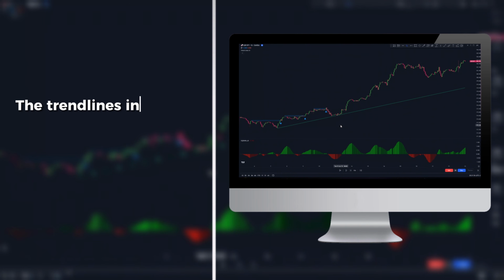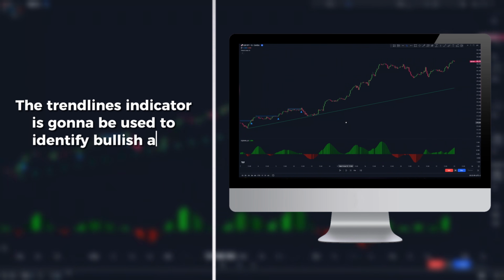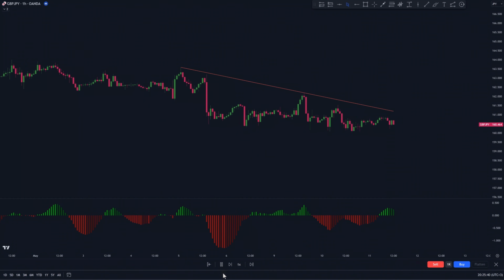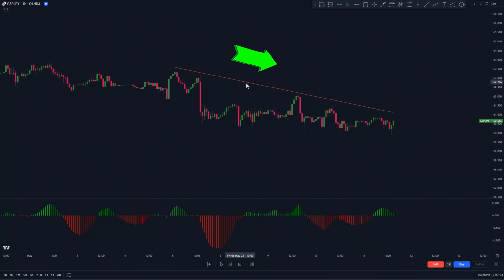The trend lines indicator is going to be used to identify bullish and bearish trends in the market. How we're going to do that is really simple. Whenever there is a green trend line that is angled upwards like this, that indicates a bullish trend, and we're going to be looking for bullish breakout entries. But whenever there is a red trend line that is angled downwards like this, that indicates a bearish trend, and we're only going to be looking for bearish breakout entries.